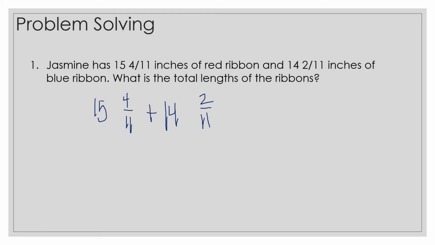We have similar fractions. We can add the whole numbers. 15 plus 14, that is 29. And then add the numerators. 4 plus 2 is equal to 6 over, copy the denominator, 11. The answer is 29 and 6 over 11 inches. The total length of the ribbon is 29 and 6 over 11 inches.